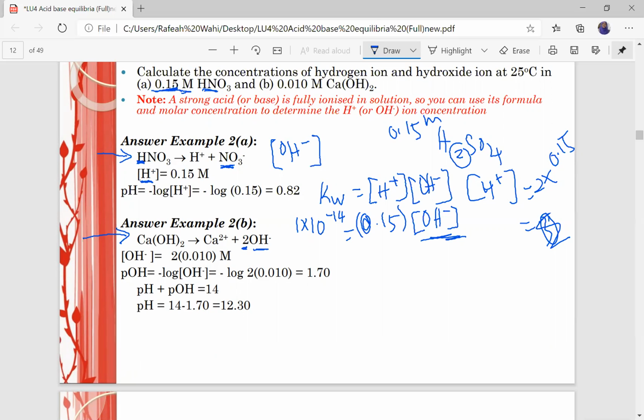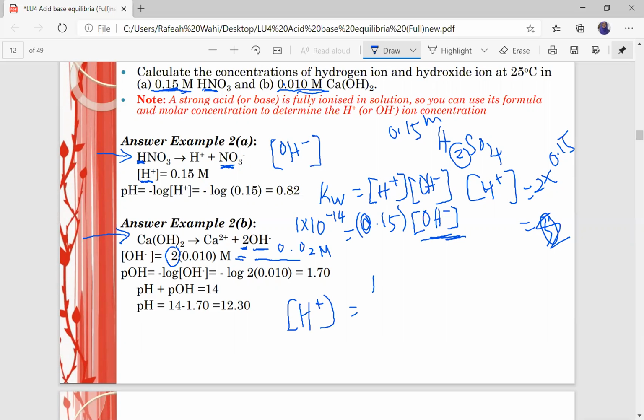From there, you know that any concentration given in the question for calcium hydroxide must be multiplied by 2, because you have 2 as the coefficient for the hydroxide ion. So 2 times the concentration given in the question, 0.01 molar. So you get the concentration of the hydroxide ion, which is 0.02 molar.